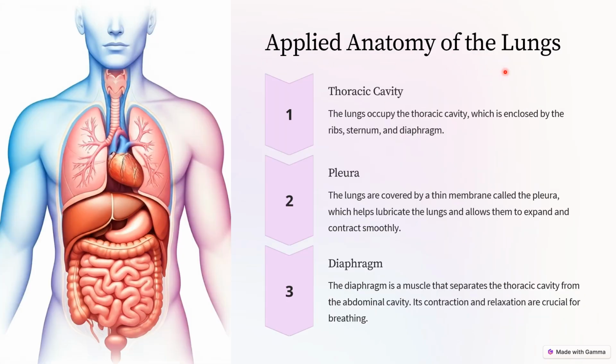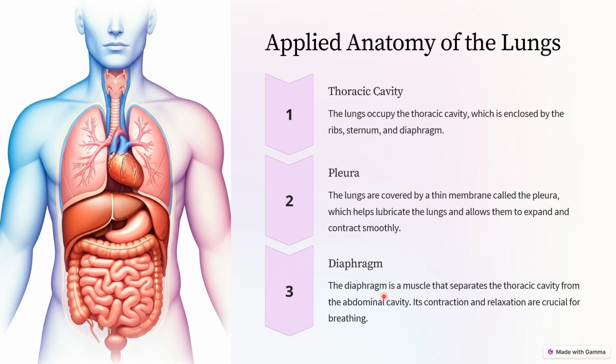Now the applied anatomy. Thoracic cavity. The lungs occupy the thoracic cavity, which is surrounded by the ribs, anteriorly the sternum, and on the inferior side we have the diaphragm. Now pleura. The lungs are covered by a thin membrane called pleura, which helps lubricate the lungs and allows them to expand and contract smoothly.